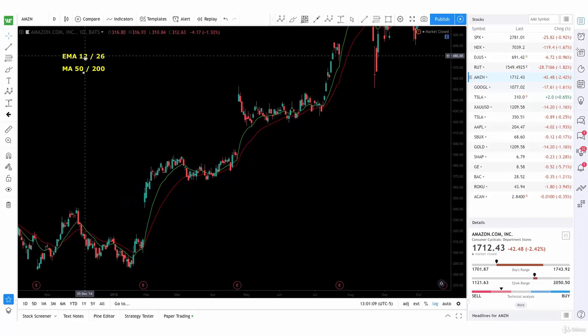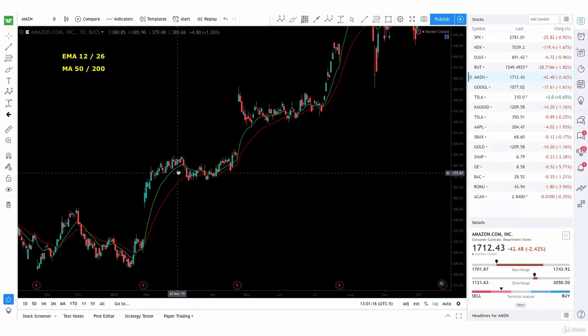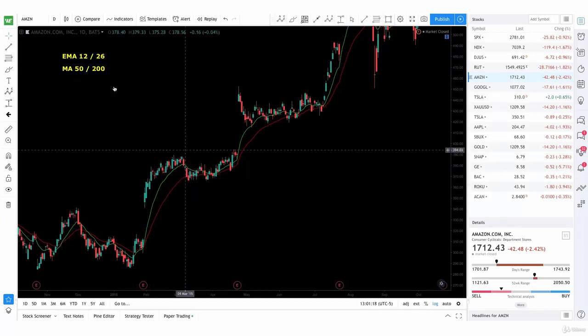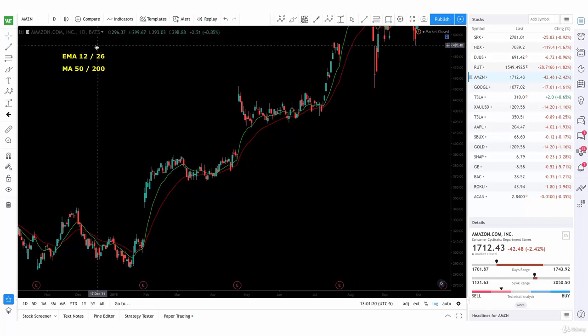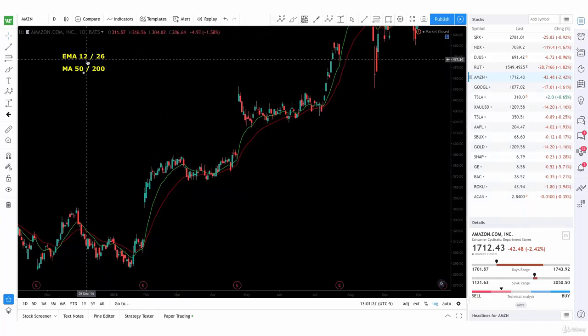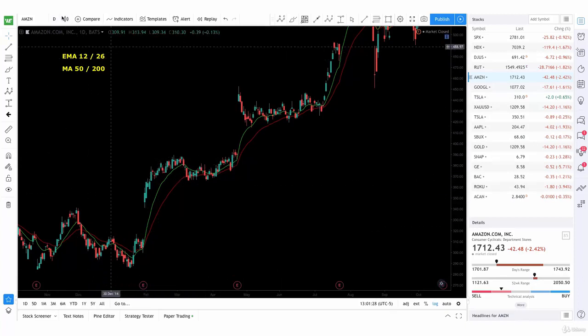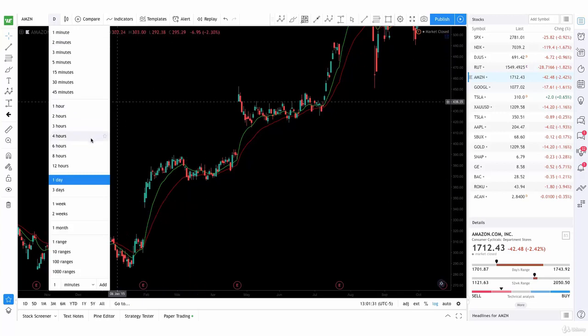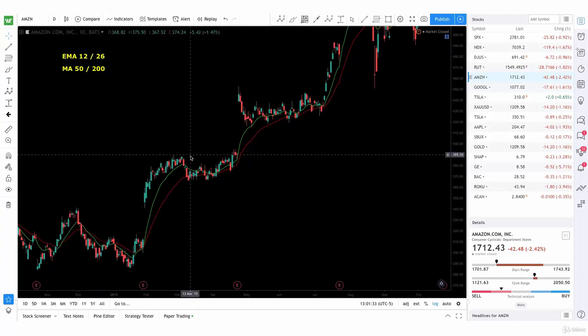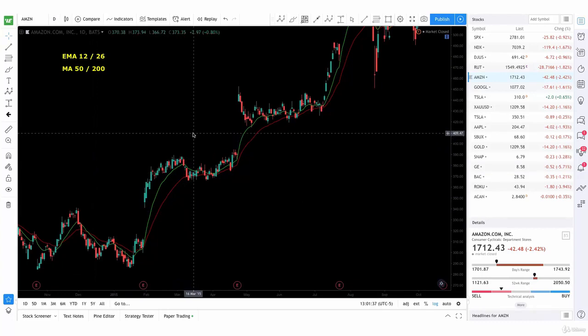Now, what do these numbers mean, 12 and 26? What that means is that it's going to take into account the last 12 candles, and that's how it plots out the line for you. And the same with the 26, it's going to take the last 26 candles. It all depends on the time frame you are in. If you're on the daily, it's going to take the last 12 daily candles. If you're on an hourly, it's going to take the last 12 hourly candles. So the shorter the time frame you utilize this on, the more signals it's going to give you, because there's going to be more price action.